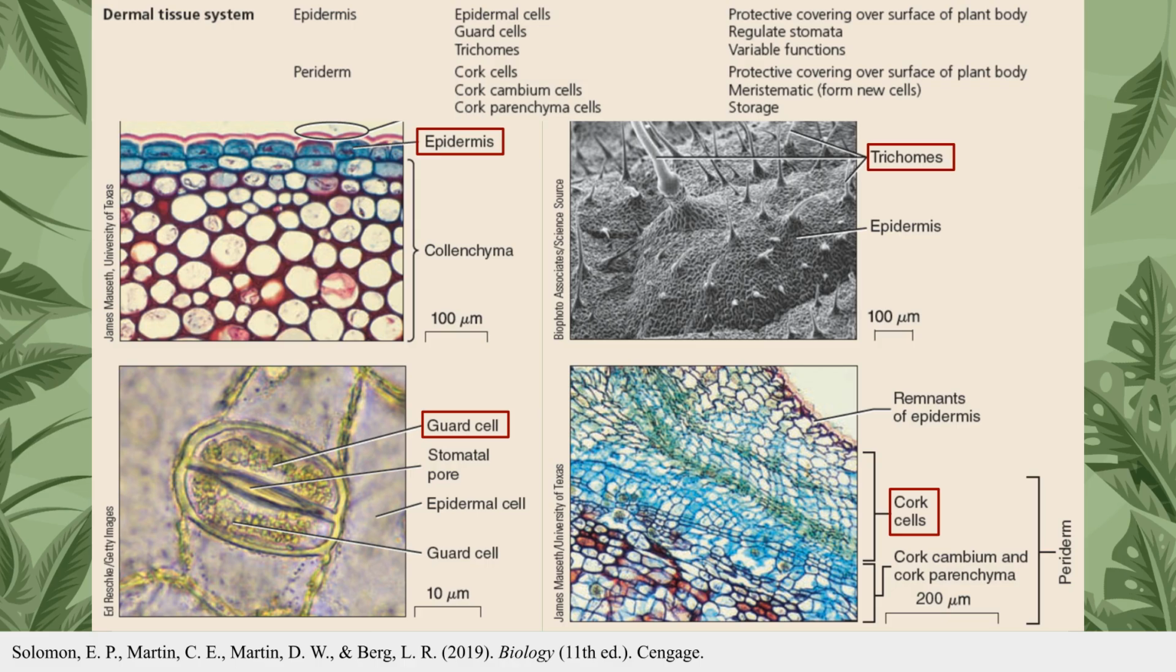Stomata are tiny pores found mainly on leaf surfaces. Each stoma is surrounded by a pair of guard cells. Trichomes are hair-like structures on the epidermis. They help reduce water loss, reflect excess sunlight, and protect the plant from herbivores.